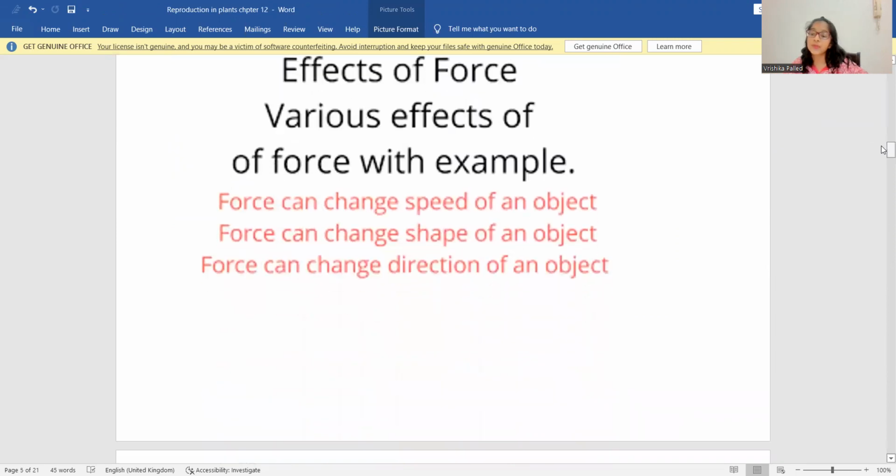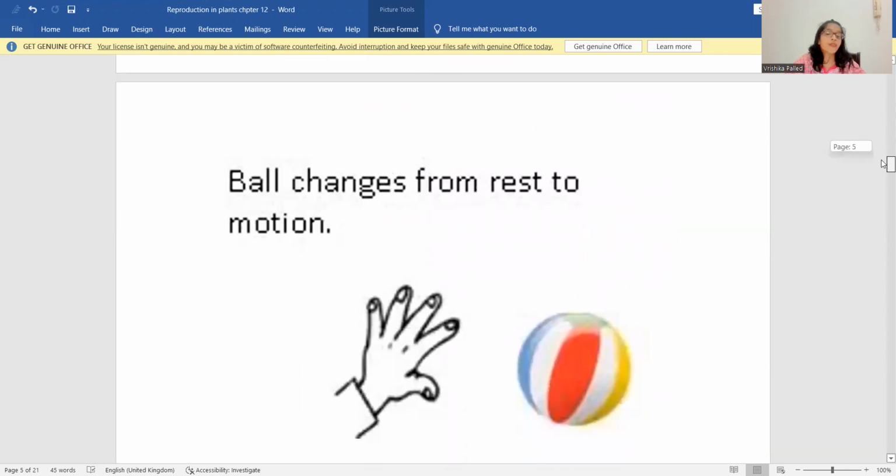What can force do, or what are the effects of force? Force can change the speed of an object. It can change the shape of an object. Force can change the direction of an object. The most important effect of force is that it can move an object from rest. For example, a ball changes its position from rest into motion if someone kicks it.